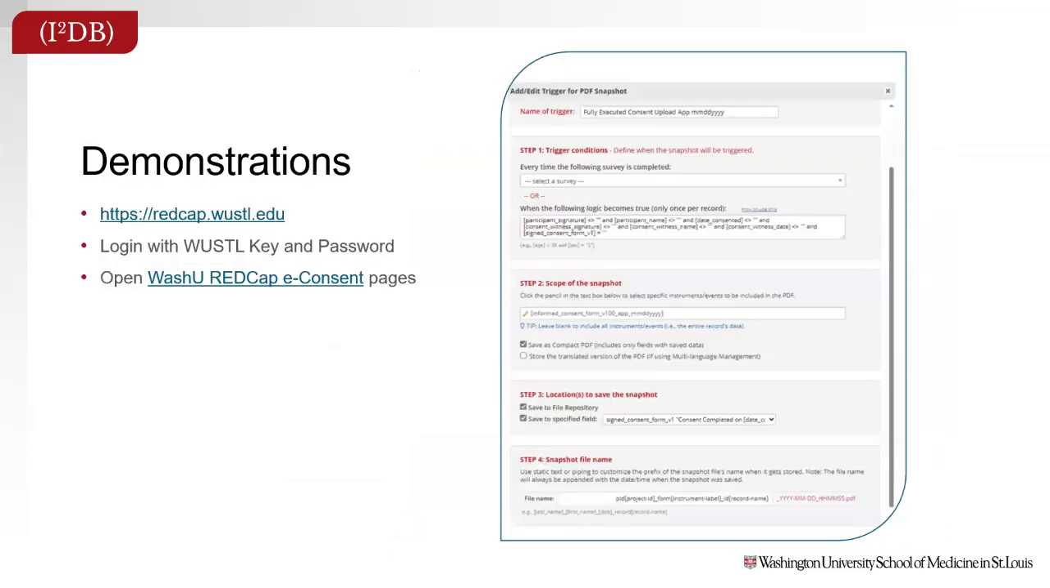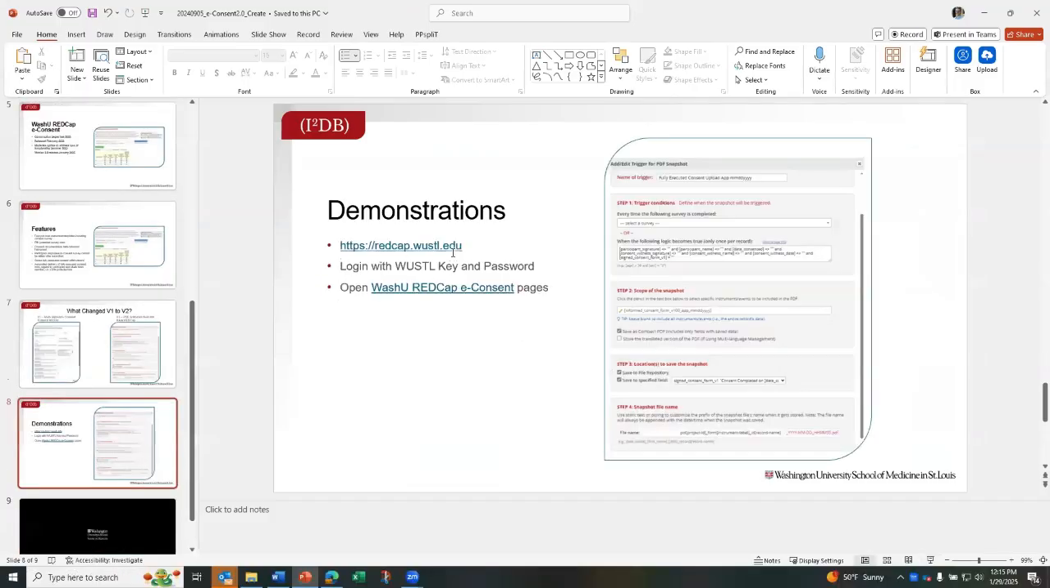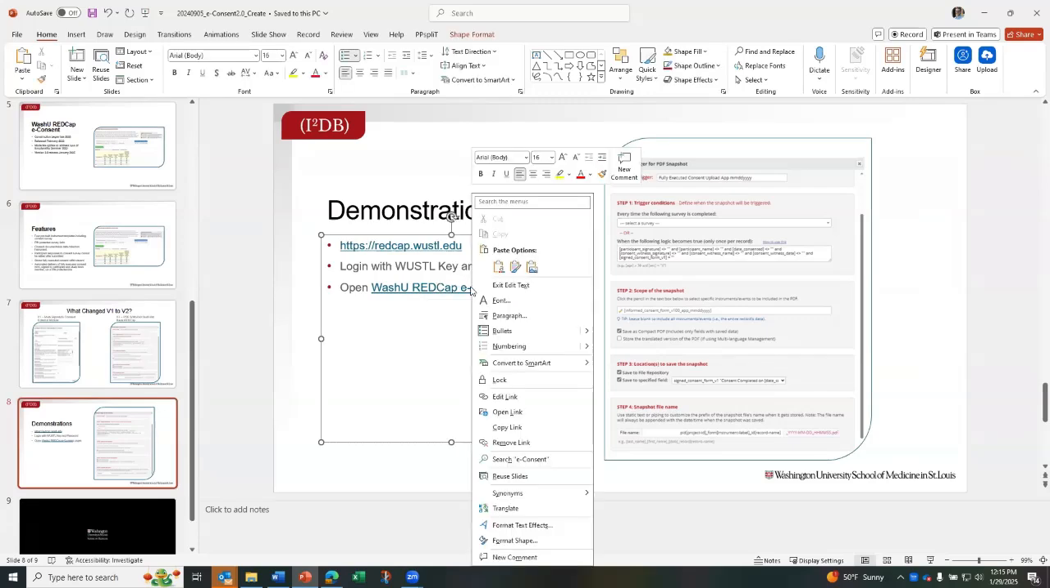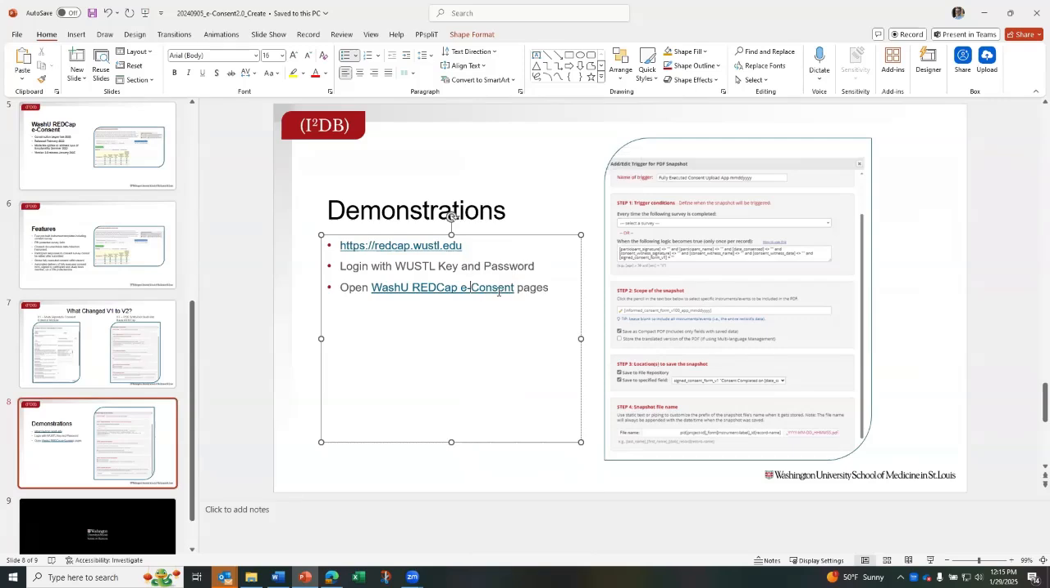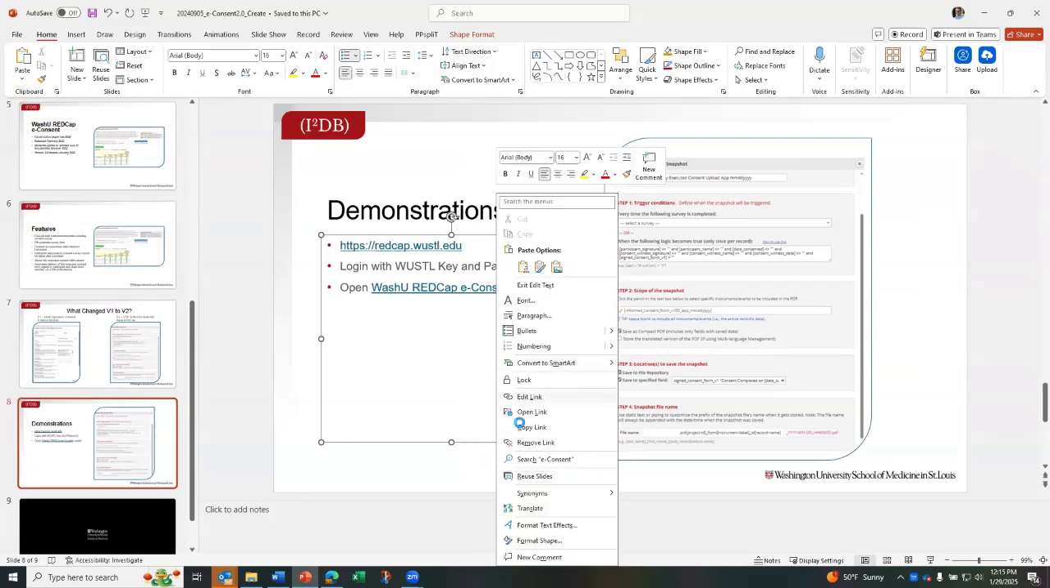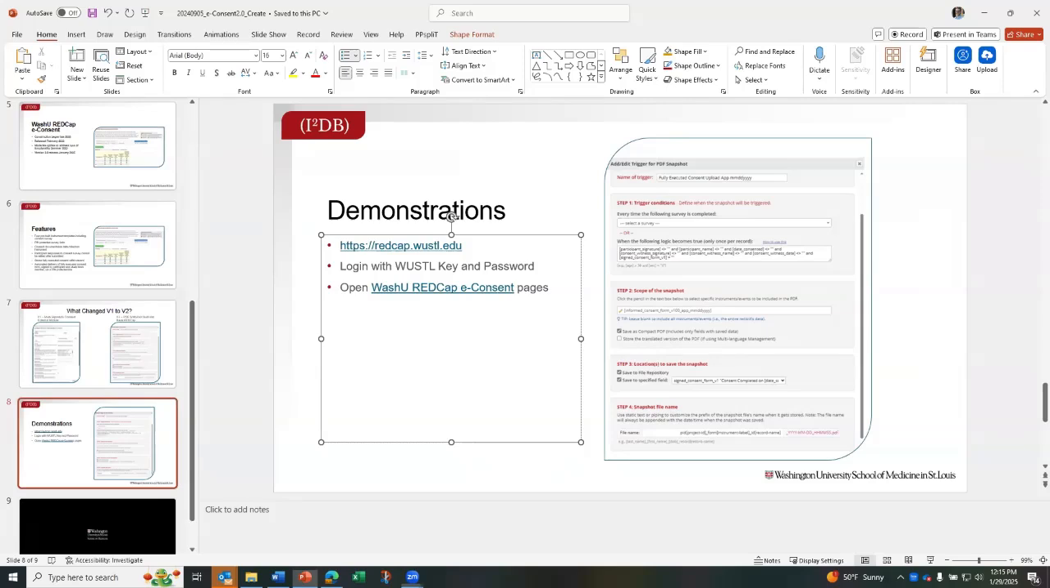Okay, so now that is all the slides. We are now going to switch over to the web browser. Just a couple of things as we do that. You can log into redcap.wustl.edu. And in the email that I sent out, there's a link to this WashU e-consent. For those of you who are here, let me just copy this and put it in the chat. If you're watching this video, you are probably already on these pages. But we are going to switch over.